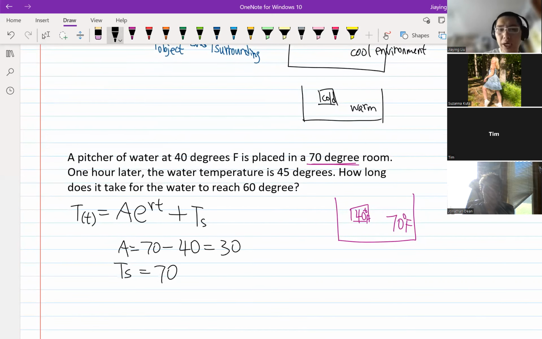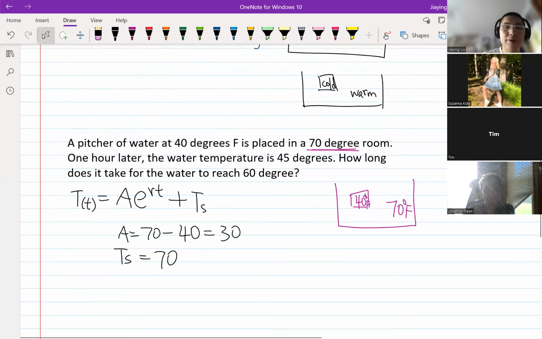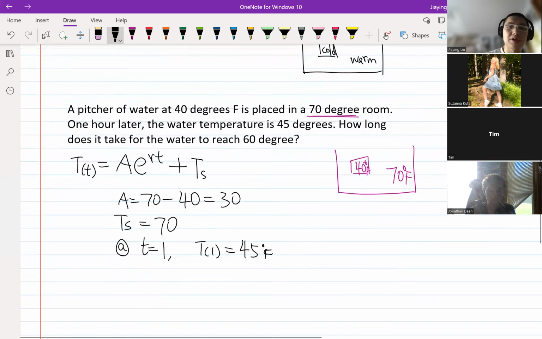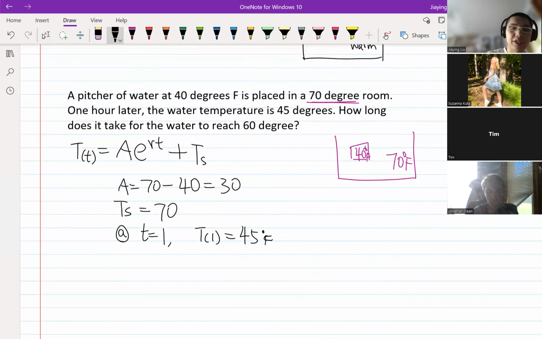And we don't know what R is. It's not given. And we do know that after 1 hour, so at time equals 1, the temperature of the object, T of 1, is equal to 45 degrees. So we can take this information. Let's take a couple of steps. The first step, I'm going to plug in the A and the TS. So I get T of t is equal to 30 e to the RT plus 70.